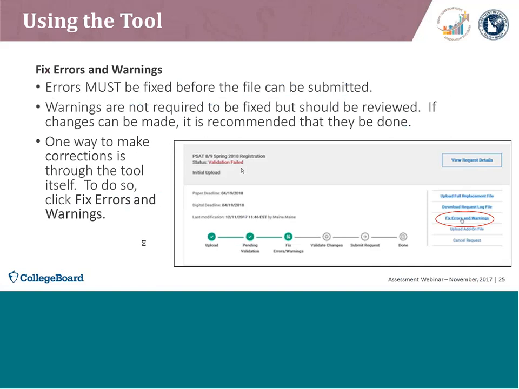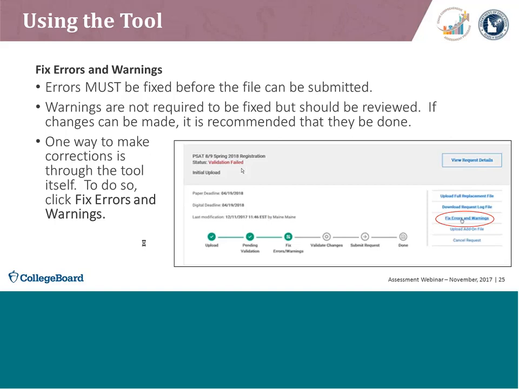So you are going to get a couple of different types of notifications. We have something called an error, and that is going to be an item that will not let you submit the file completely, because there's a data validation problem or there's missing information in the file. And then there are also things called warnings.